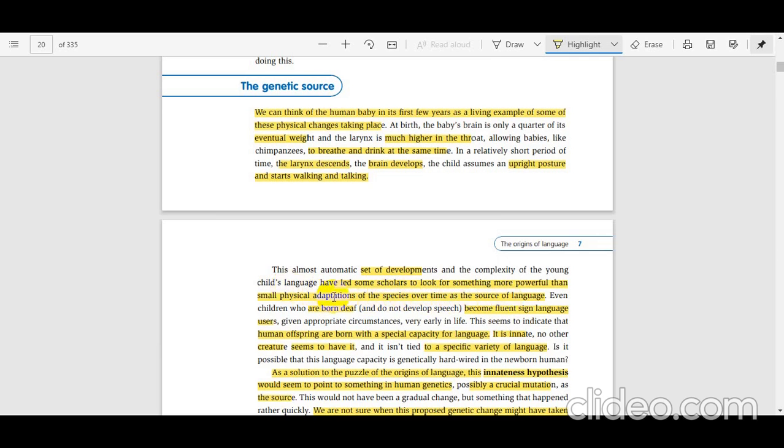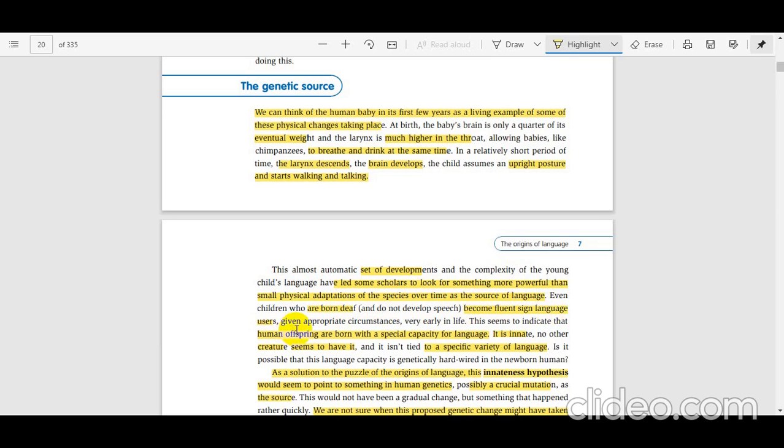Now, this is what a refutation to the physical adaptation of the human species as the origin of humans, the origins of language of humans, of course. Even children who are born deaf also can develop some sort of speech when using their sign language. So this is actually what stopped scholars to think deeper about the source or the origin of our own language.